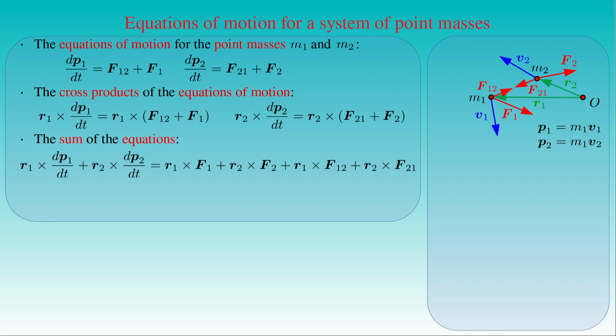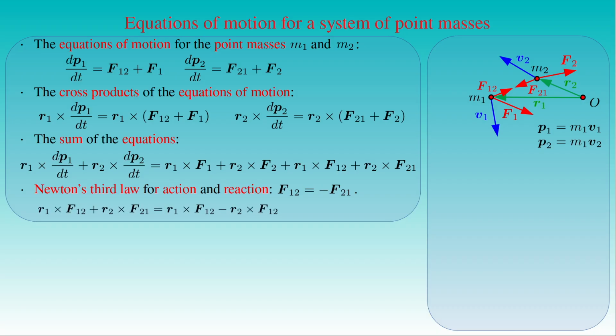By applying Newton's third law of action and reaction for the last two terms in the right-hand side, we can write the sum of them as r1 cross F sub 1 2 minus r2 cross F sub 1 2, which gives the cross product of the difference between the position vectors r1 and r2, and the internal force F sub 1 2. Since the vector r1 minus r2 points from the point mass m2 to the point mass m1, it will coincide with the line of action of force F sub 1 2 acting between the point masses.